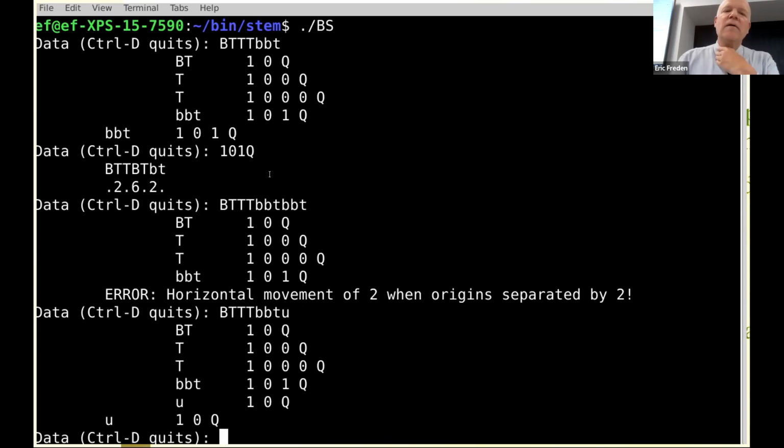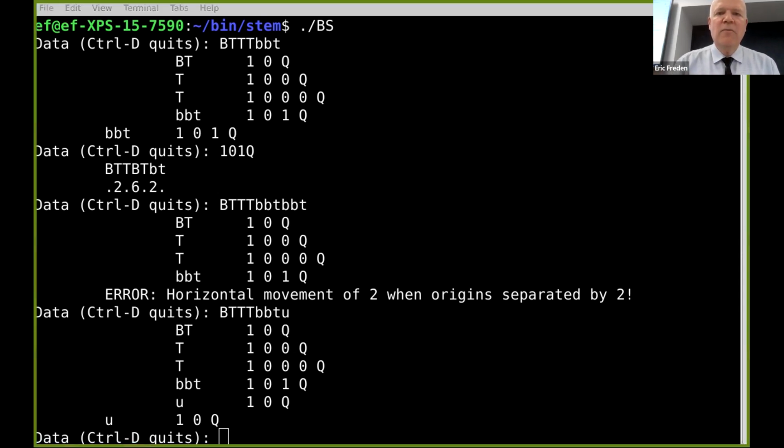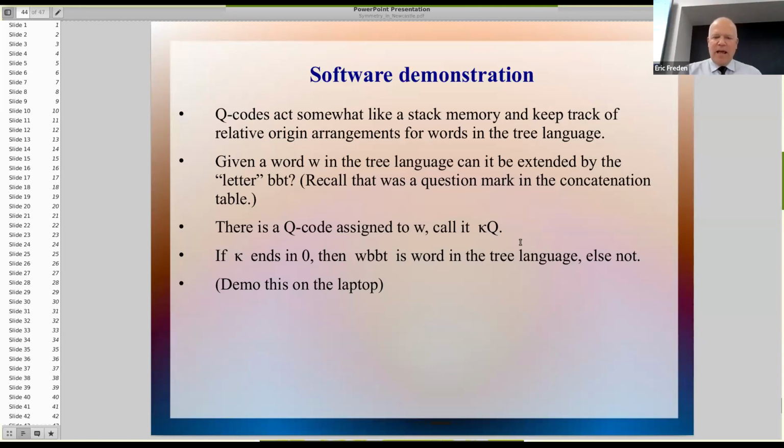So this handy dandy little software here, which runs in linear time and linear space, is really useful as one of our ingredients in calculating the growth for the entire group. All right. So I demoed that on a laptop.